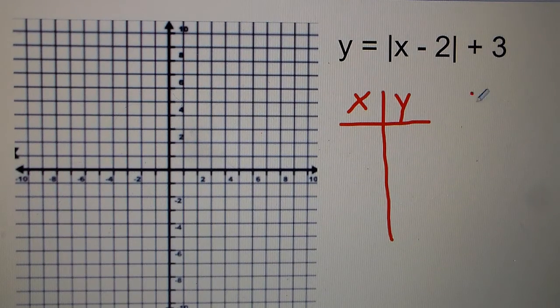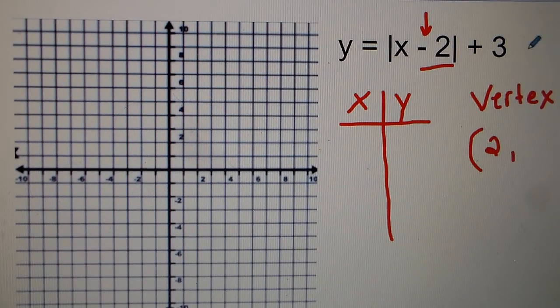To find the vertex, or in other words, the middle of our graph, we always take the opposite of the number that's here. So we have a negative 2, so we take our opposite, which is positive 2. And then whatever is here, this plus 3, whatever comes after the absolute value, is our y value in our vertex. So we have the coordinate 2, 3.